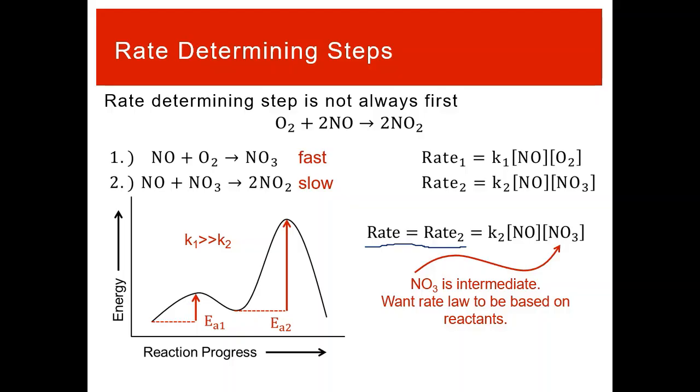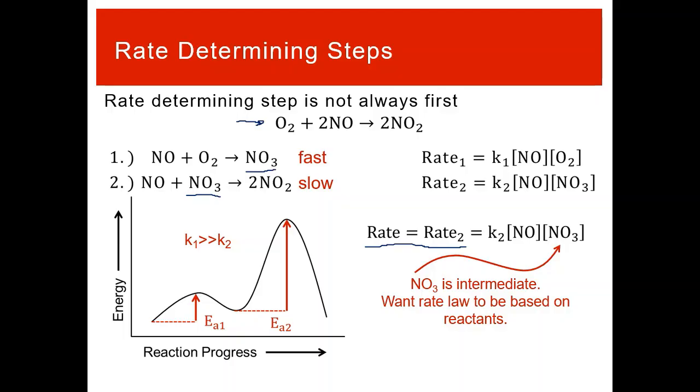But you will note that NO3 shows up right in there. And NO3 is then what actually matters. And that makes sense. NO3 is a reactant in the second step. But you will also note that NO3 does not show up in the overall reaction. It is an intermediate. So it is true, the overall rate is based on the concentration of NO3.